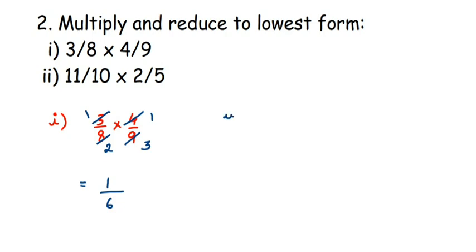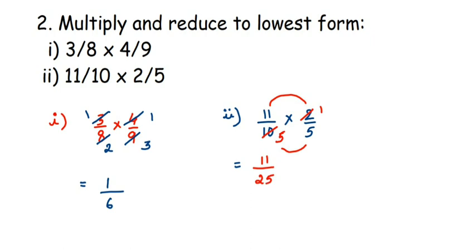Second question, 11 by 10 multiplied by 2 by 5. Now again, try to cancel numbers. We can cancel 2 and 10 here. 2 ones are 2 and 2 fives are 10. Now we cannot cancel anything further. Remember, these 5 and 5 are both present in the denominator. You cannot cancel them. You have to multiply now. So 11 ones are 11 divided by 5 fives are 25. So 11 upon 25 is the answer.